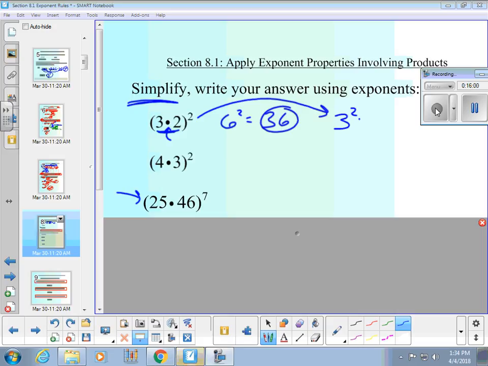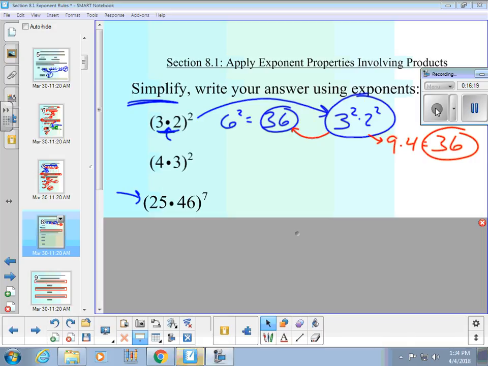So this can be just written 3 squared times 2 squared, and that would be our answer. Now, just showing you that it works and that this does actually equal 36, okay? Taking a second to look at that. Well, 3 squared gives me 9, and 2 squared gives me 4, and yep, 9 times 4 gives me 36. So this does work. It's something we can do in math.